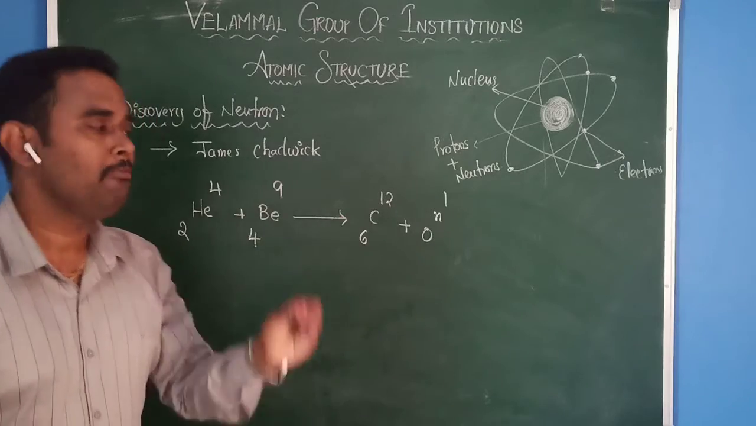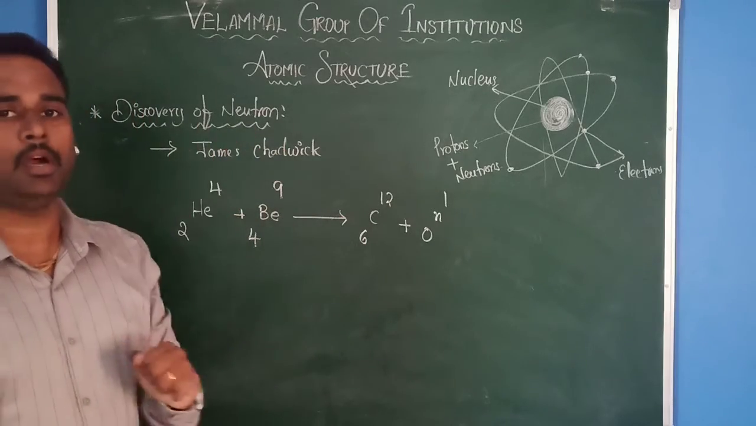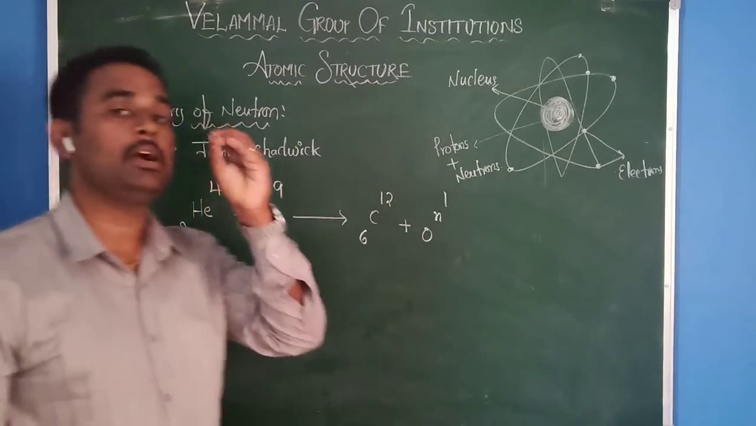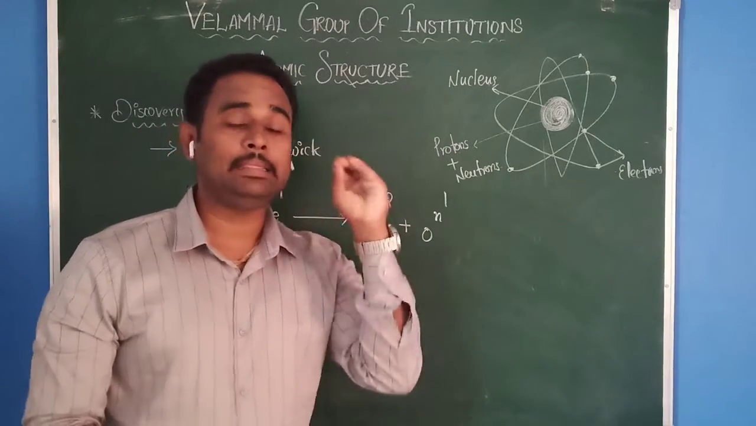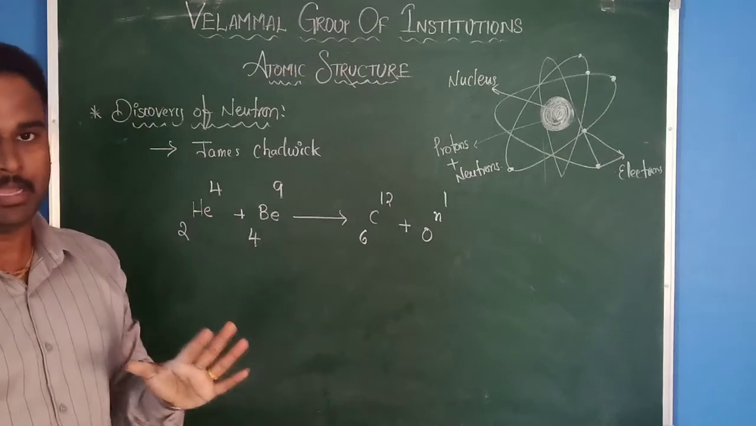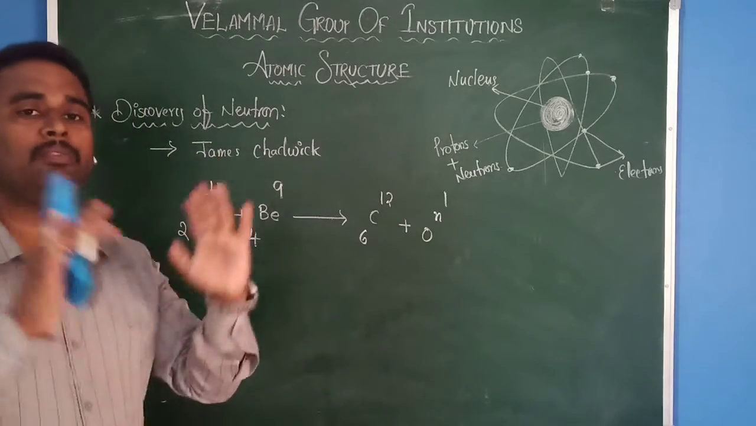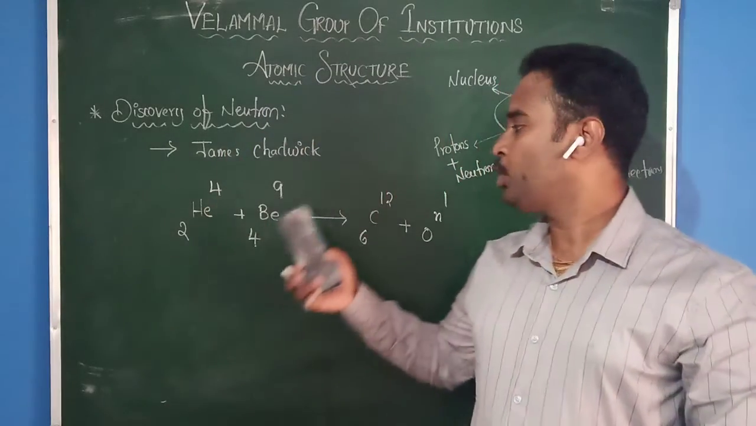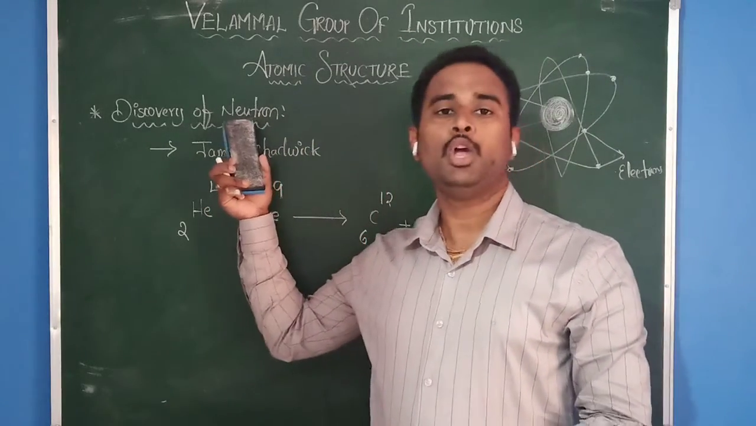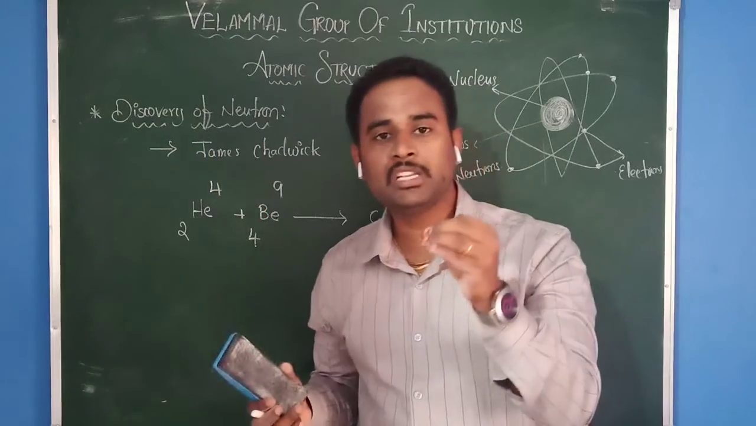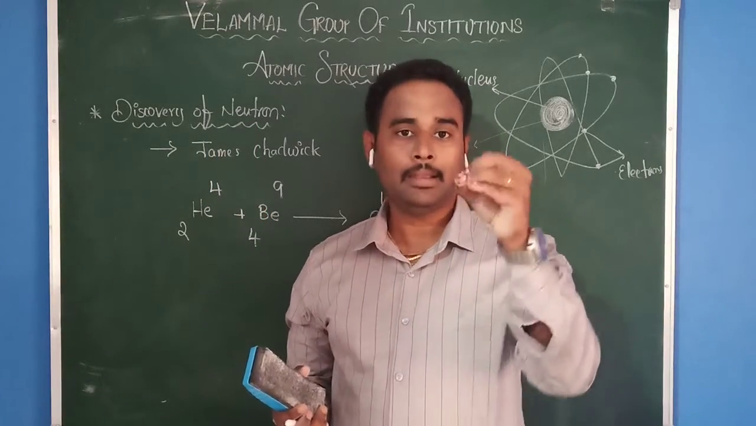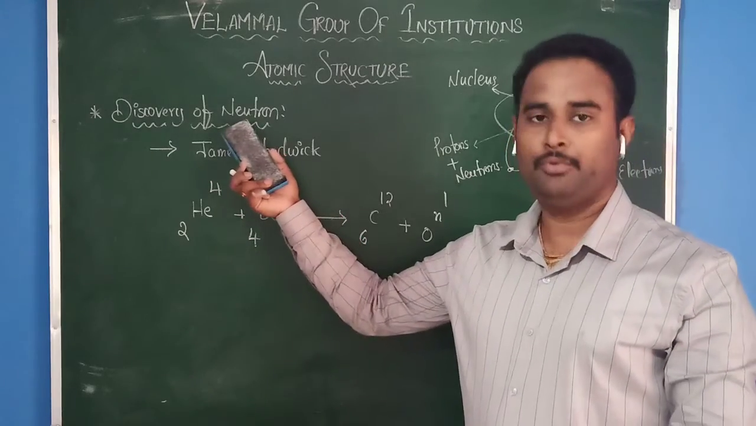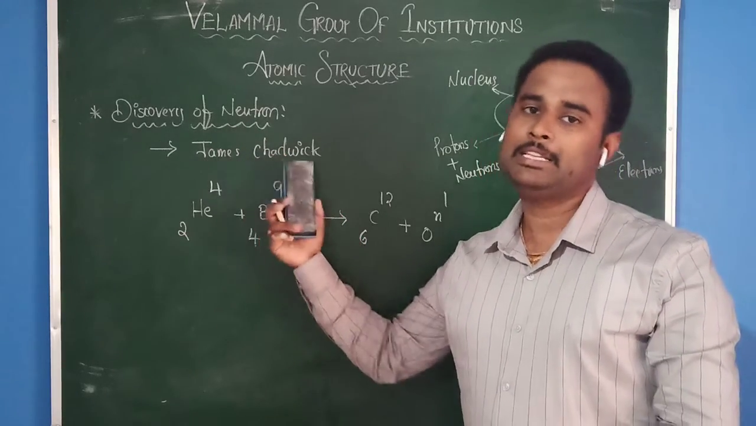Finally James Chadwick concluded that the rays obtained from this experiment are chargeless particles, but they have some mass. These are massive particles without any charge. And finally he named those particles neutrons. These are chargeless particles but contain some mass. Okay, this is about the discovery of the neutron, discovered by James Chadwick.